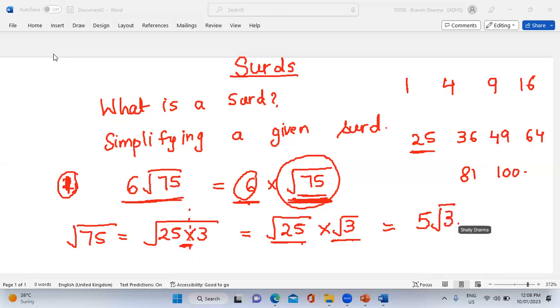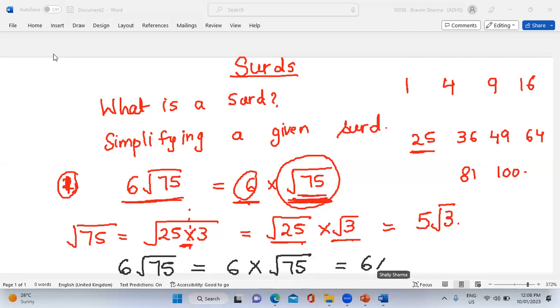Now the actual question was 6 square root of 75, which as I told you means 6 times square root of 75, and that equals 6 times 5 root 3. Here I can multiply these two numbers which are without the surd part. So 6 times 5 is 30, then it will be 30 root 3. This is the first example. This is a multiplication and simplification both.